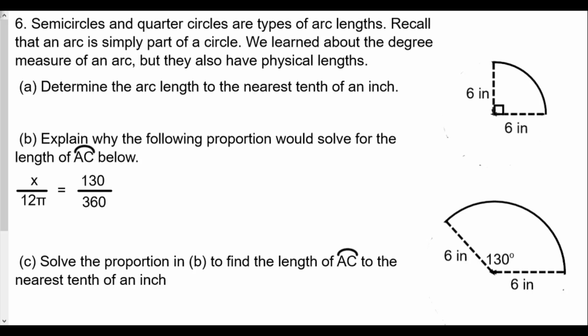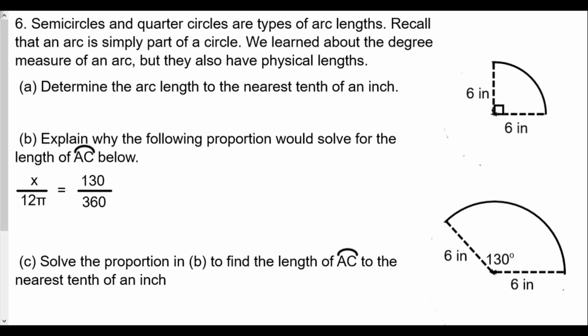And so, ladies and gentlemen, question number 6: semicircles and quarter circles are types of arc lengths. Recall that an arc is simply part of a circle. We learned about the degree measure of an arc, but they also have physical lengths too. So determine the arc length to the nearest tenth of an inch of this quarter circle here.